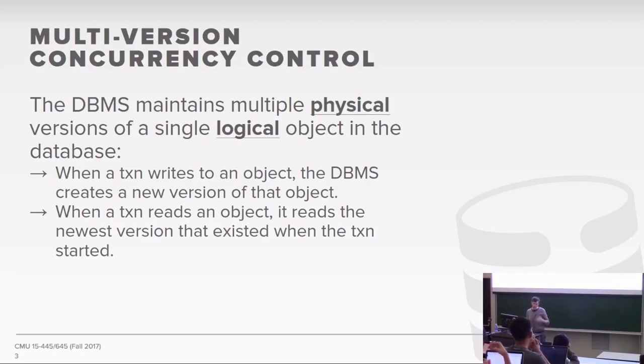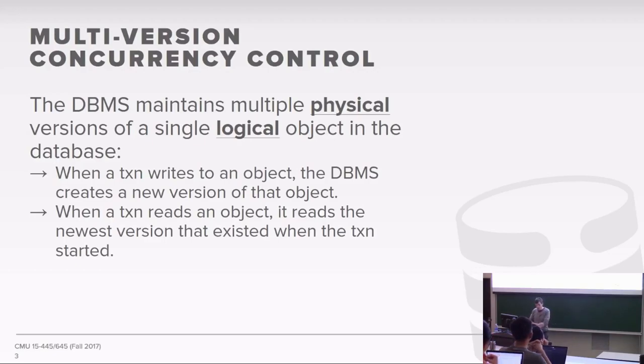The high-level idea of what's going to happen here is that the database management system is going to maintain multiple physical versions of an object in the database that will represent a single logical object. As I go through an example, it'll become clear what I mean. The basic idea is that I can have a single logical tuple in my database, so when I go through SQL, I see that one tuple. But internally, underneath the covers, the database management system may maintain multiple versions or copies of that tuple that exist at different points in time and are visible to some transactions and not others.